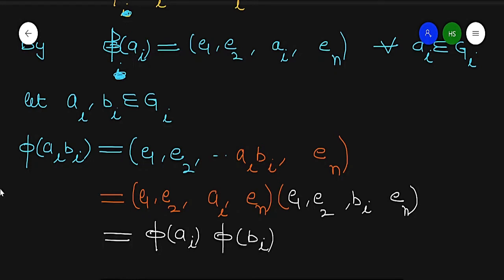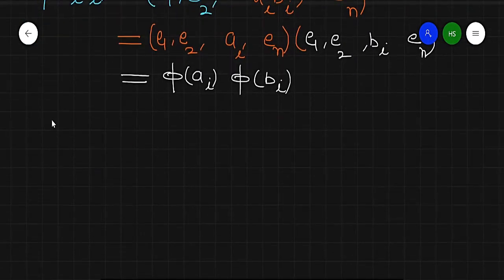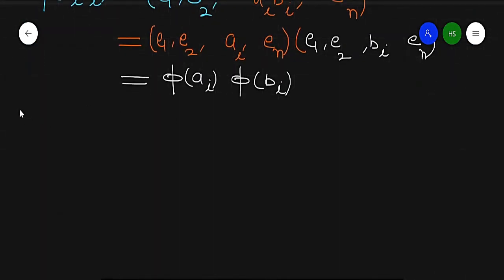So what we get? We get that phi is a homomorphism. So this is my first step, this mapping phi from Gi to Hi. Clearly this map is a homomorphism.